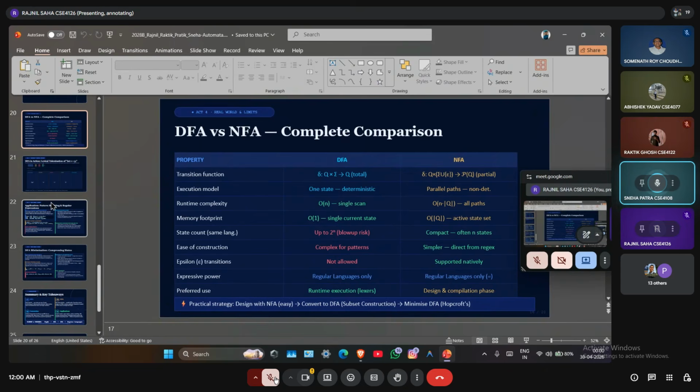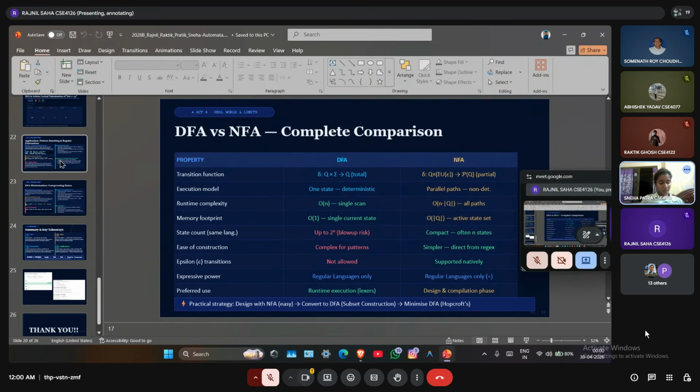So in this slide, I'll explain the comparison of DFA and NFA. In DFA, for every state and input, there is exactly one next state, and in NFA, there can be multiple states, including epsilon transitions. DFA follows a single path while NFA can explore multiple paths at the same time. DFA is faster with O(n) time and uses less memory, since it tracks only one state. NFA tracks a set of states and can be slower.